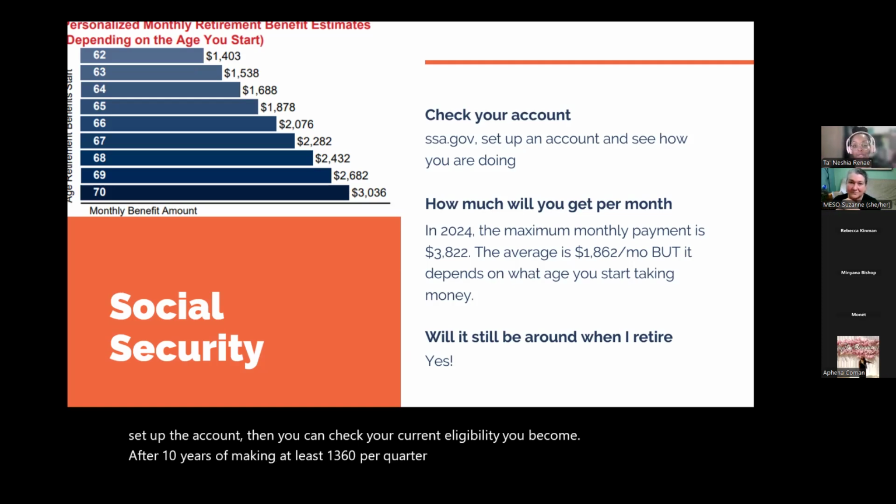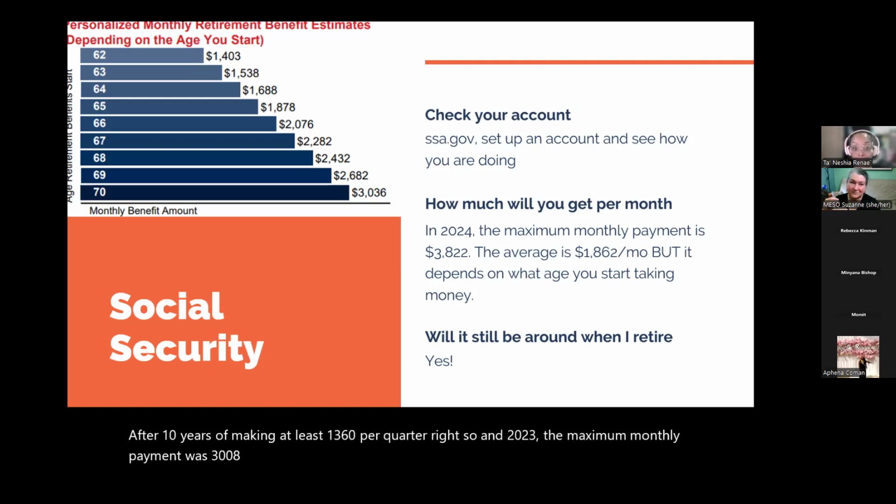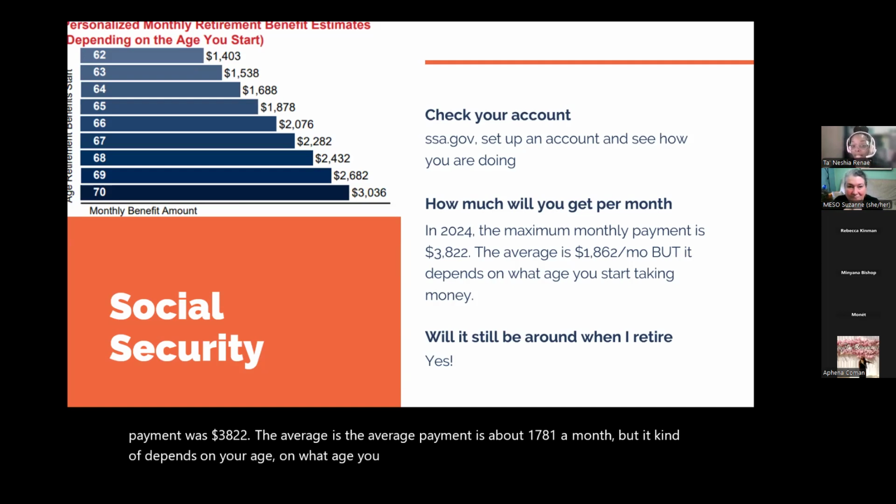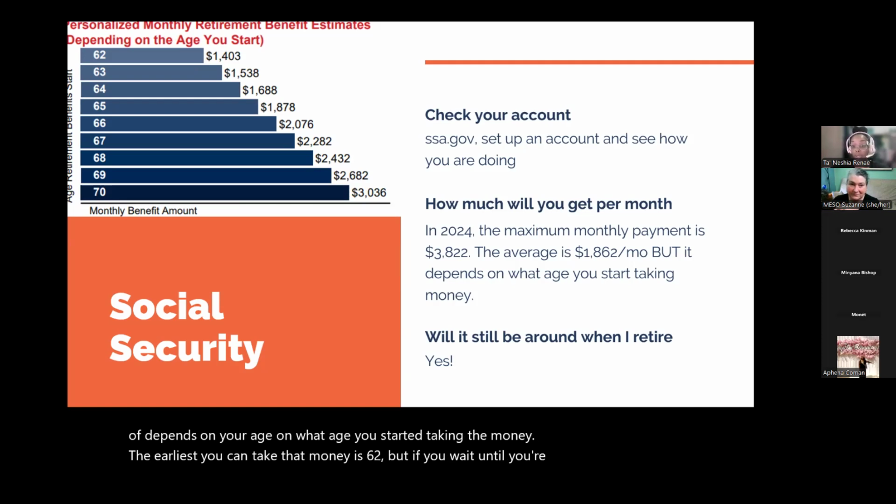So in 2023, the maximum monthly payment was $3,822. The average payment is about $1,781 a month, but it kind of depends on your age, on what age you started taking the money. The earliest you can take that money is 62, but if you wait until you're 70, you will get a lot more within the month.